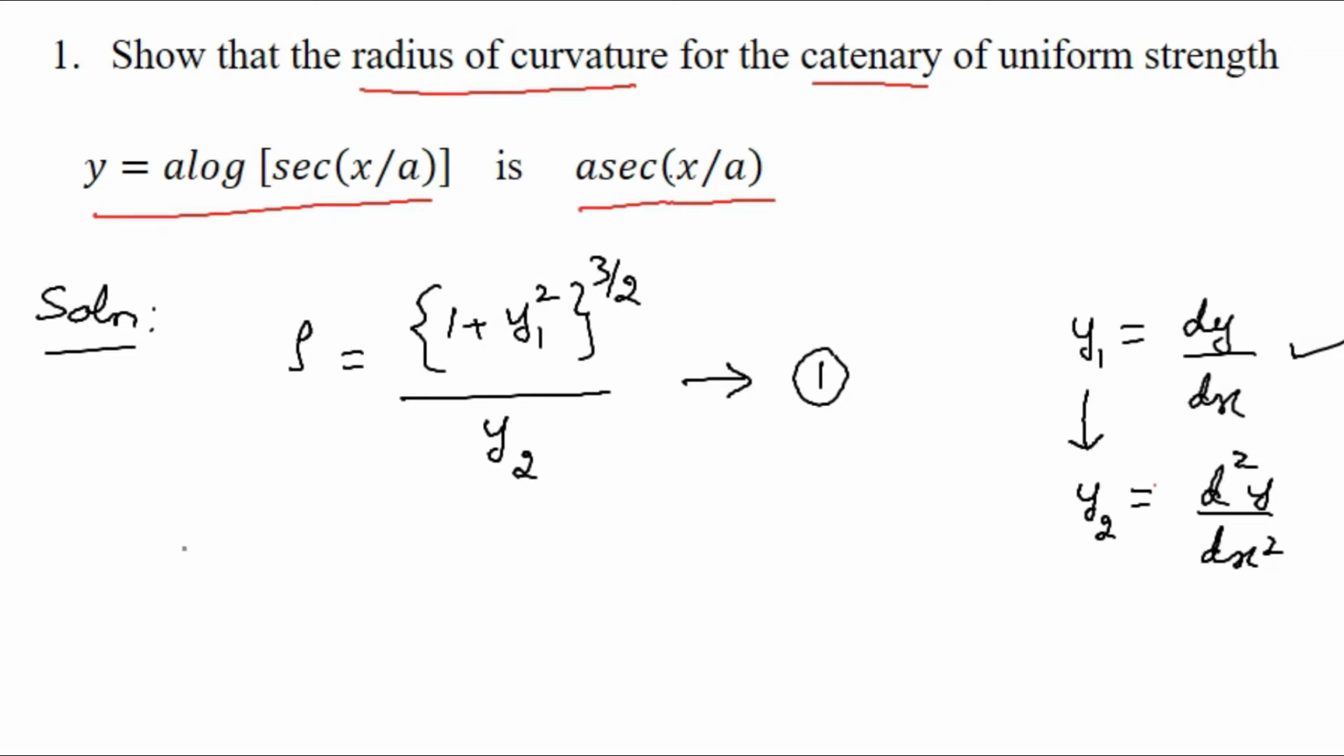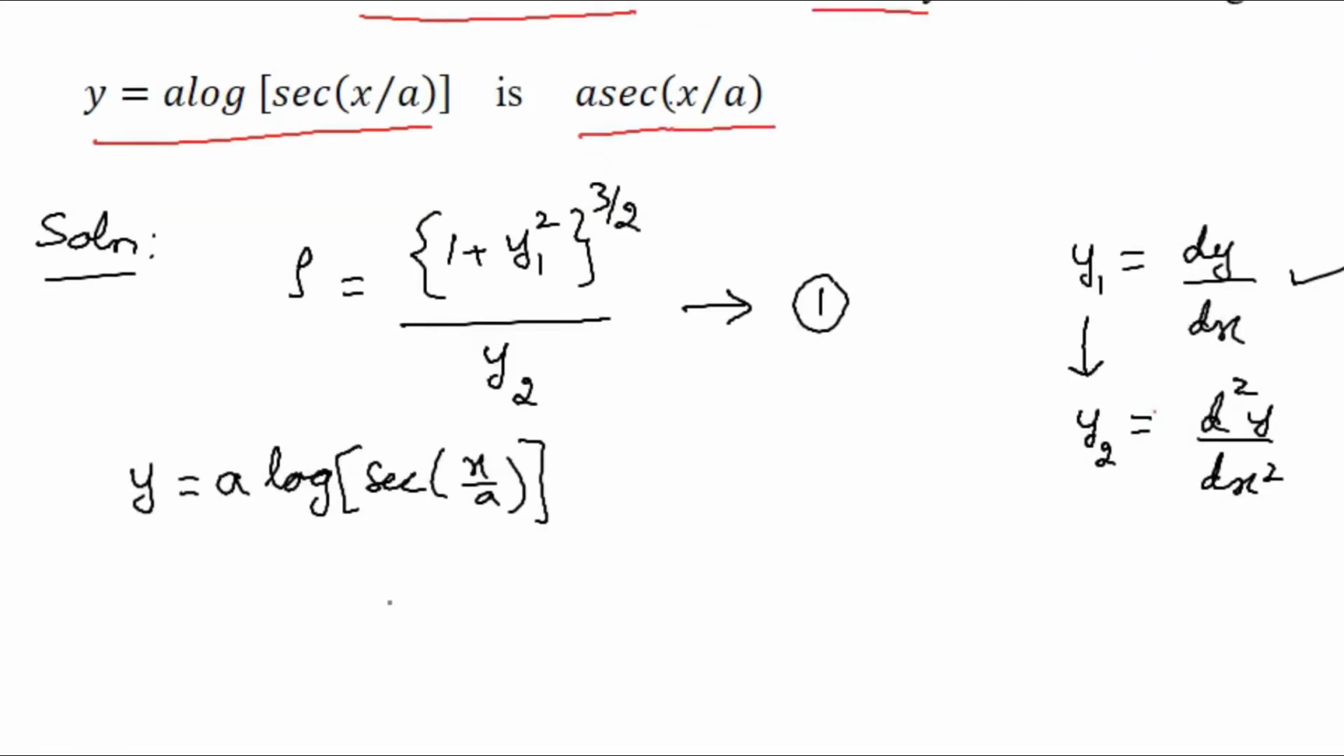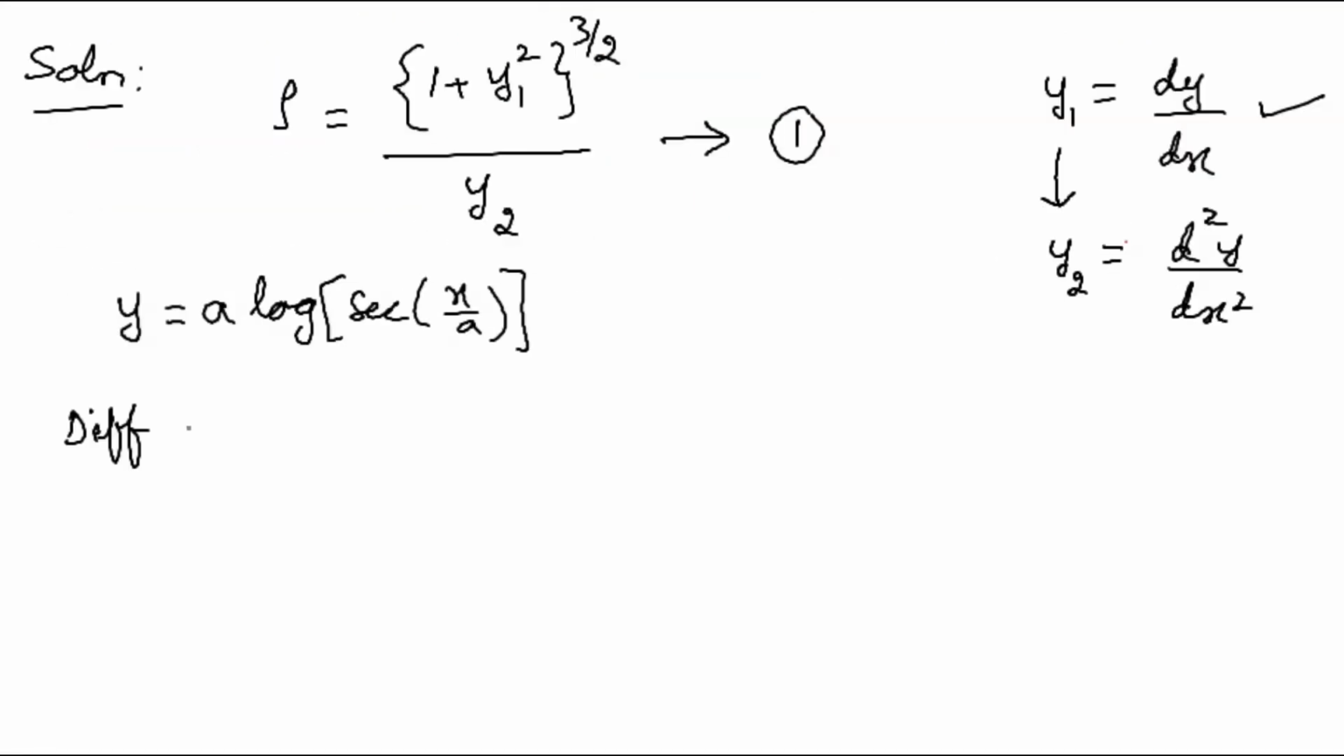So given the curve y = a log of sec(x/a), I need to differentiate this with respect to x. So the derivative of y, which is dy/dx, can be written as y1 = a as it is. Differentiation of log will be 1 by sec(x/a). So the derivative of log is complete.